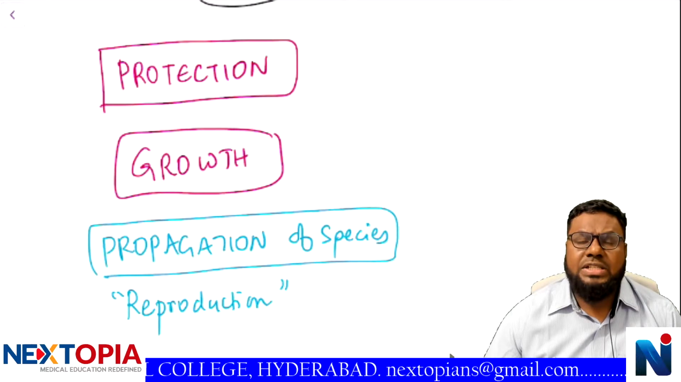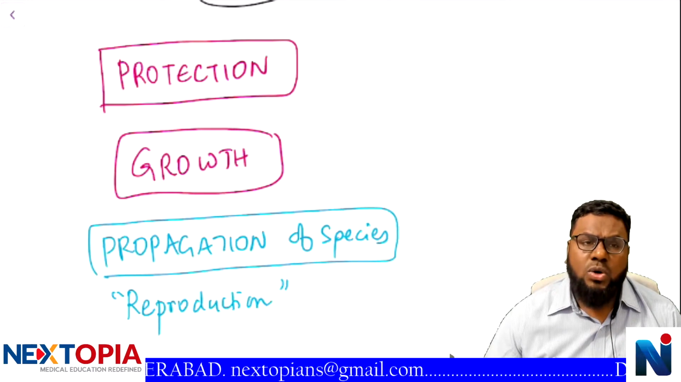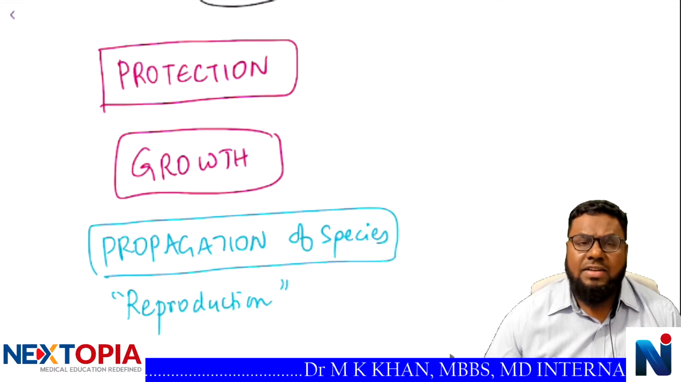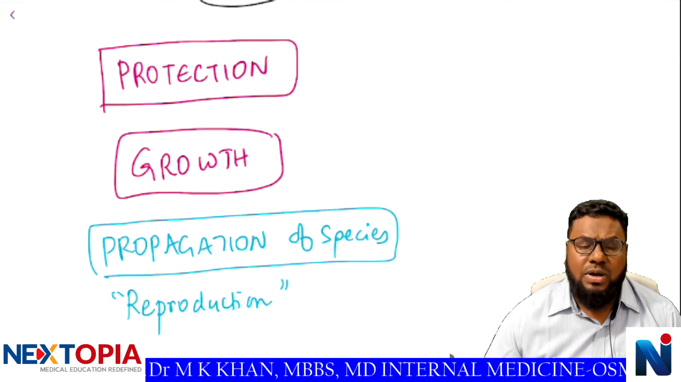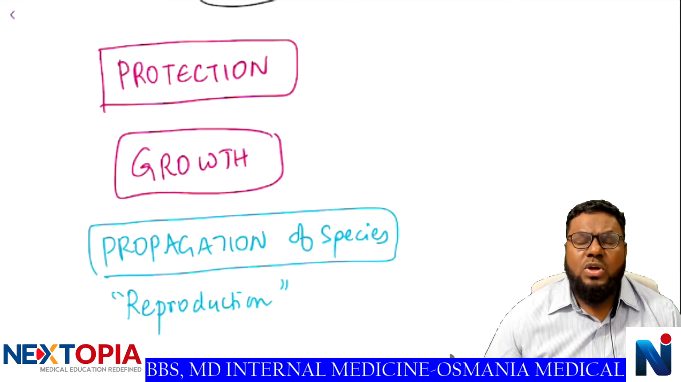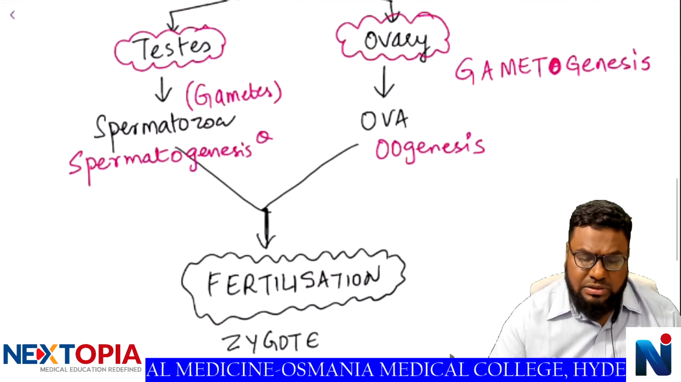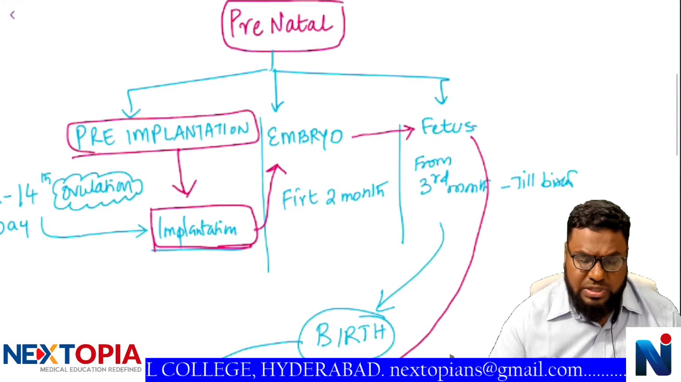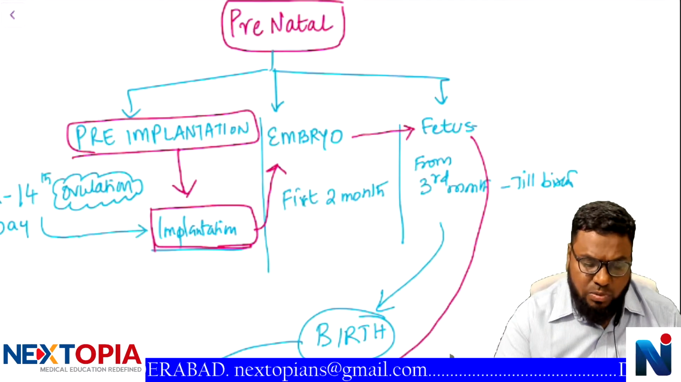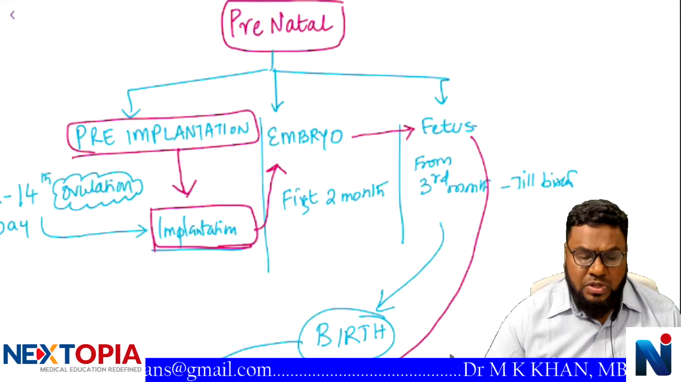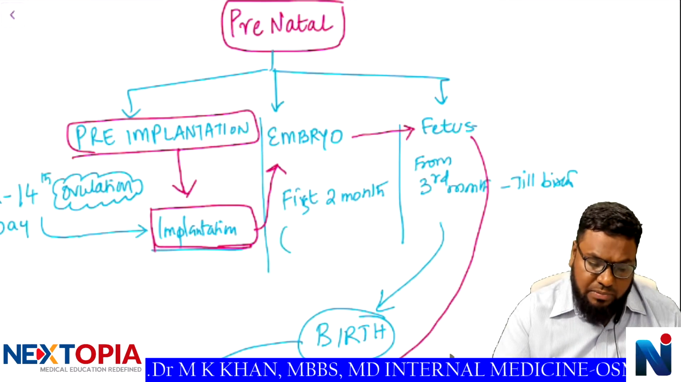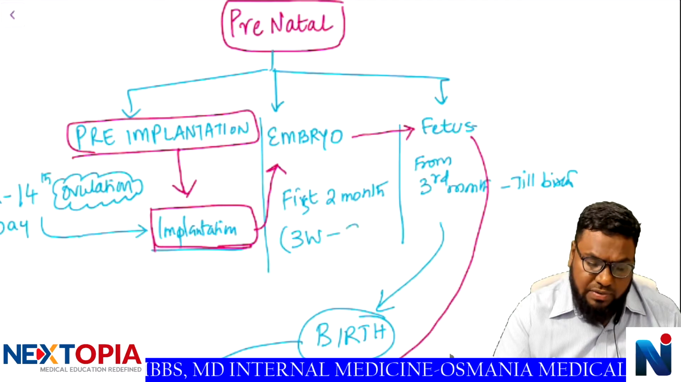All right. So for the development of a human being, I already told you, we have divided the events into pre-implantation, implantation, then embryo, then the fetus, and then the neonatal life, that is postnatal life or neonatal life we call it. Please remember, the embryonic period, in this flow chart, if you see first 2 months, it is from the third week to 8th week.